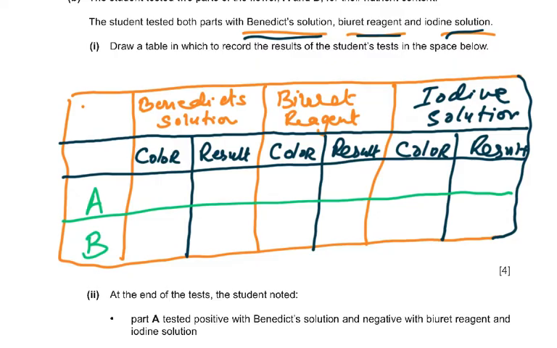Now when we make a table in 3 columns, we have to just test A and B. And then we have to test with Benedict's. So what will be the color and what will be the result? If the Benedict's solution is blue, that means no reducing sugar present. If the biuret is blue, then no protein present. If the iodine is brown, then no starch present. So you have to give me the color and then the result. Draw a table to record the results of the student's test in the space below. So this was for 4 marks.